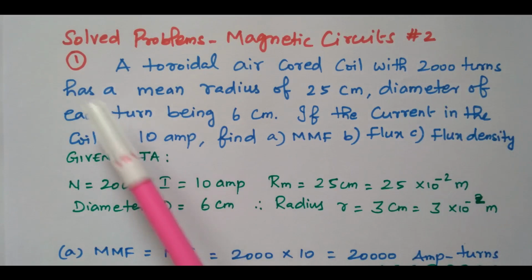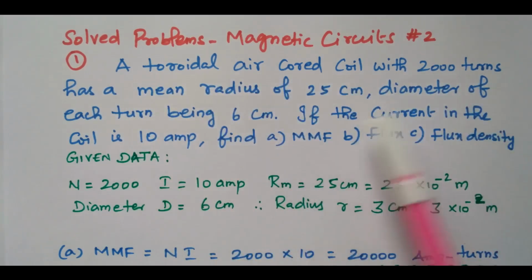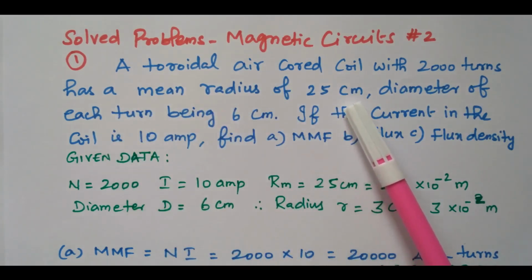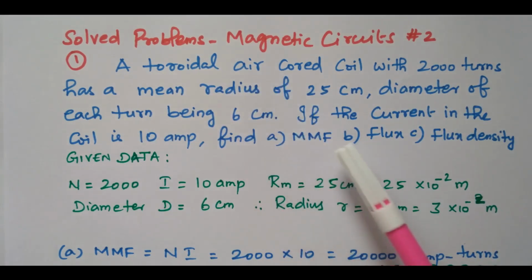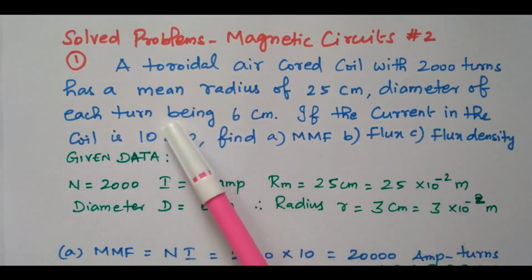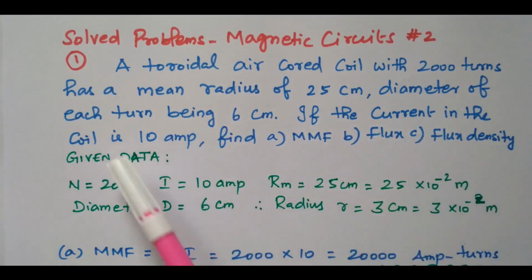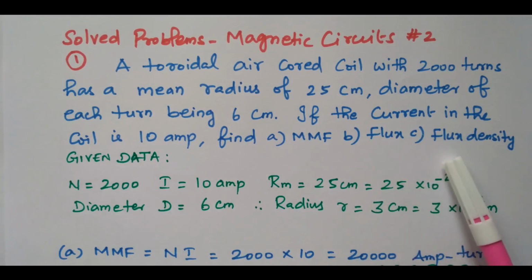Now we'll go to the first problem. A toroidal air cored coil with 2000 turns has a mean radius of 25 centimeter. This mean radius is nothing but the core mean radius, 25 centimeter. The diameter of each turn is 6 centimeter. This diameter is the diameter of the coil, and this radius is the radius of the core. If the current in the coil is 10 ampere, find the value of mmf, flux, and flux density. These 3 parameters we need to find.